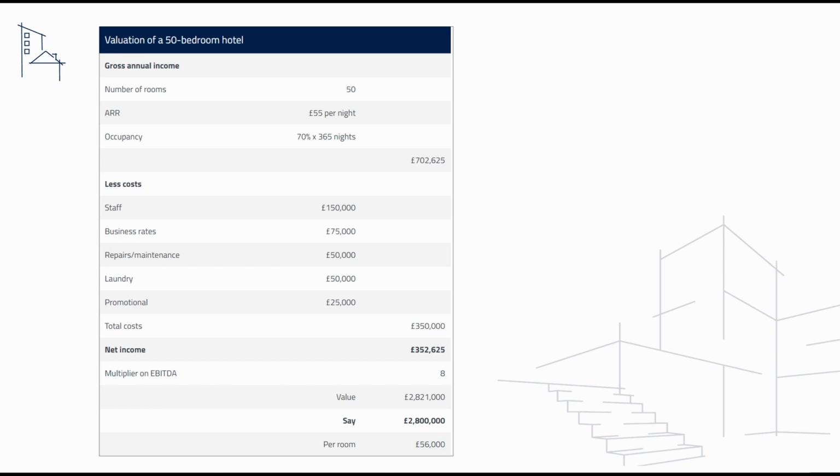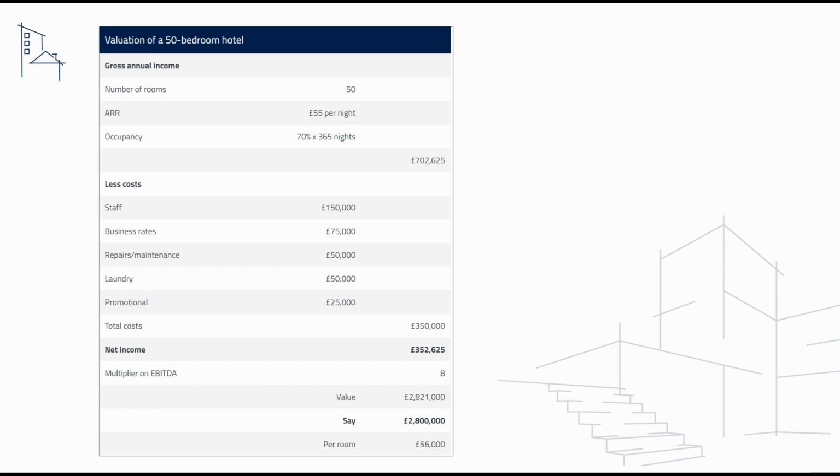In the example, the valuer has assumed that the 50 beds will let at an average room rate of £55 per night and that the hotel will be 70% occupied throughout the year on average, giving a total income of just over £700,000 per annum. For example, the hotel does not have other sources of income such as from a restaurant or bar or other services. The valuer has then deducted the key costs that the owner will incur, which are typically staff, business rates, repairs, laundry and promotion. It appears that the hotel will generate a cash surplus of around £350,000 per annum.